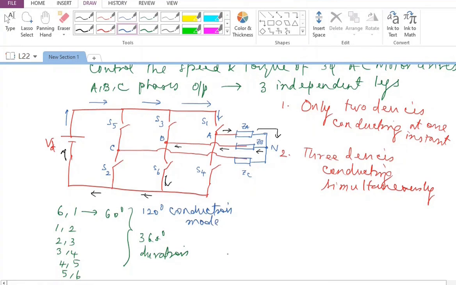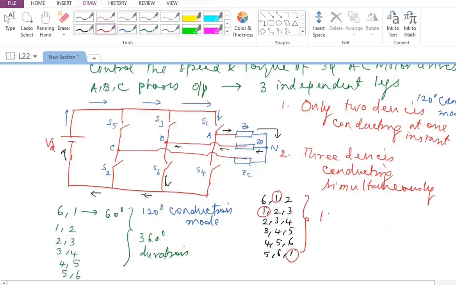When I'm going to have only two devices conducting at a time, we call this 120 degree conduction mode. Whereas if I'm going to have three devices conducting, for example, I may have 6, 1, 2, then 1, 2, 3 and 2, 3, 4. Then 3, have I missed out something? 6, 1, 2, 1, 2, 3, then 2, 3, 4, then 3, 4, 5, then 4, 5, 6, 5, 6, 1, then again 6, 1, 2. So now if you look at 1, 1 comes up here, 1 comes up here, and 1 comes up here also. So each combination is for 60 degrees. So totally we are going to have this as 180 degree conduction mode of each device. So each device is going to conduct for 180 degrees.